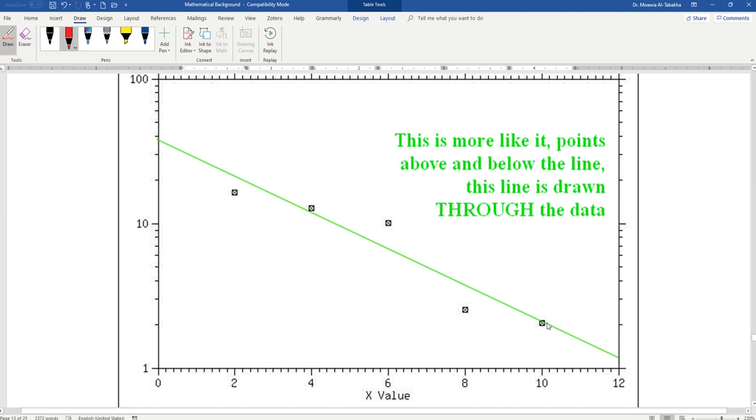Now, how do I do this? If you want to do it, how do you do it? The vertical distance between the point and the line. The vertical distance of the data points below the line, what is the distance here in millimeter, plus the distance here in millimeter, should be equal to the distance here in millimeter plus the distance here in millimeter.